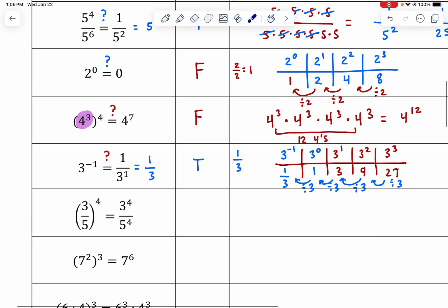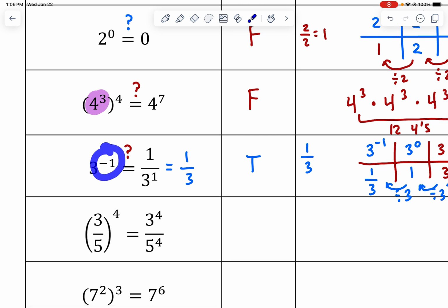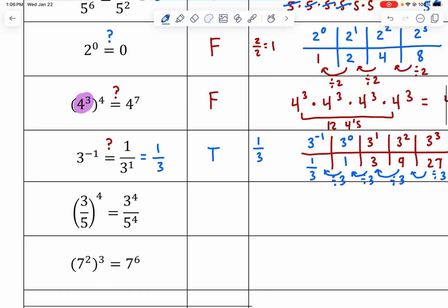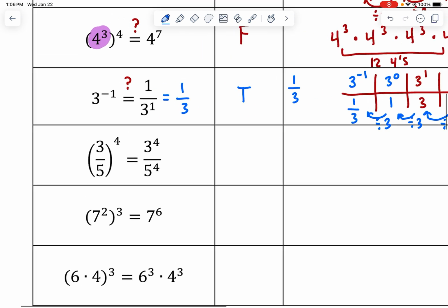And one thing I want you to think about here is, think about how a negative exponent affects the value of this. Notice that when we have a negative exponent, we ended up with a fraction. So just think about that. Okay. All right, let's go on to the next one.